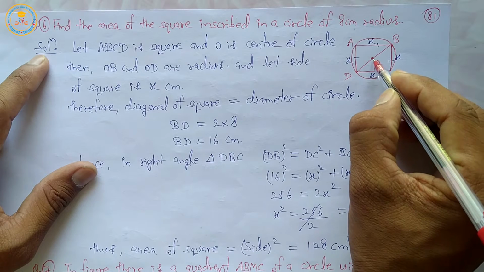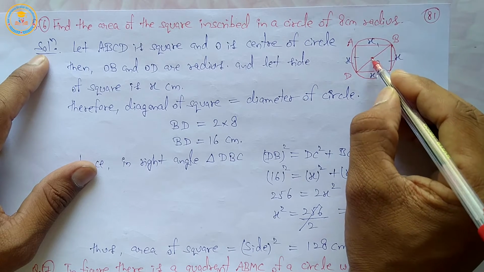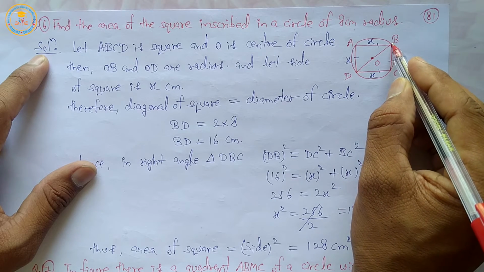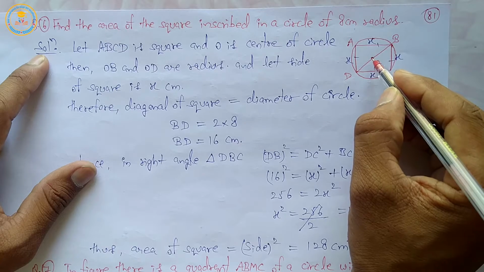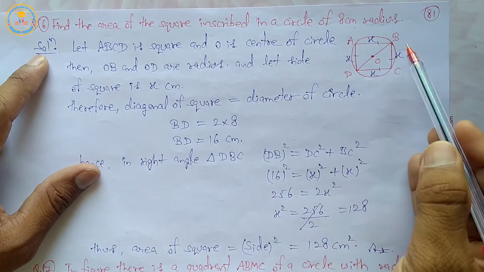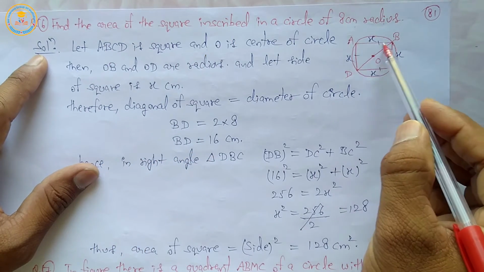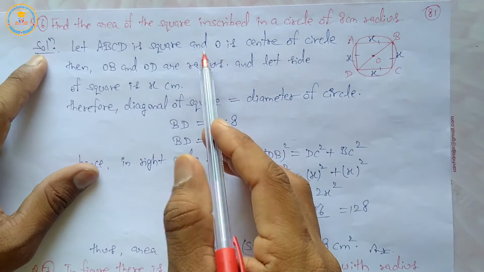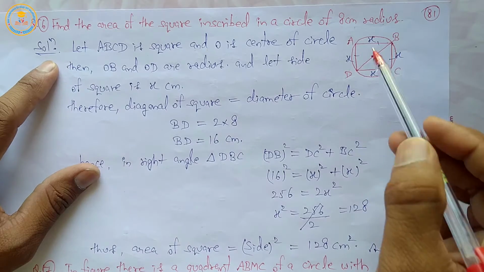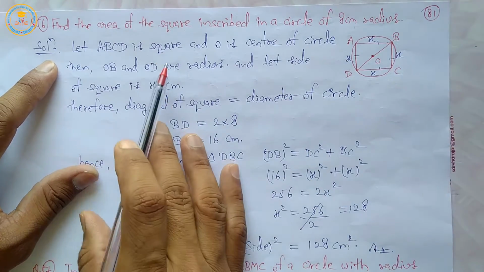Here O is a fixed point, OB and OD are radius, and DB is a diameter. OB is 8 and OD is also 8. Let ABCD be a square, and O is the center of the circle. ABCD is a square inside a circle.